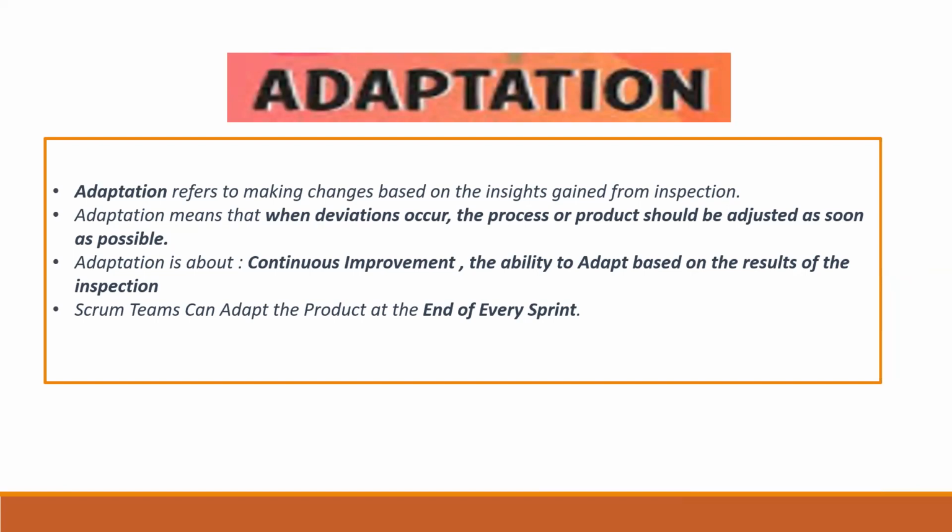The final pillar is adaptation. Adaptation refers to making changes based on the insights gained from the inspection done in the sprint. Adaptation means that when any deviations occur, the process or product should be adjusted as soon as possible. Adaptation is about continuous improvement, the ability to adapt based on the results of your inspection. The Scrum team can adapt the product at the end of every sprint.